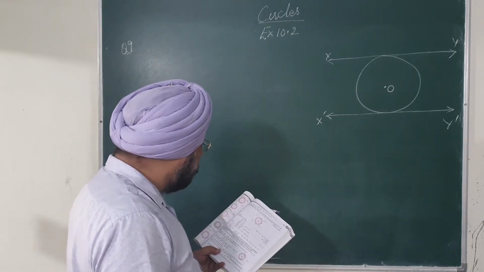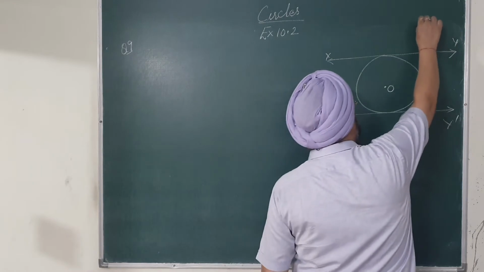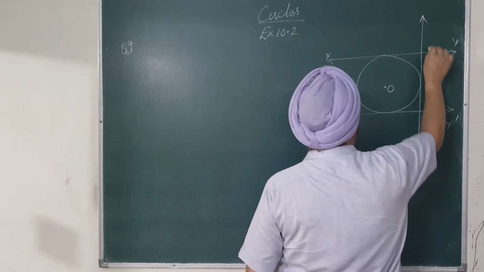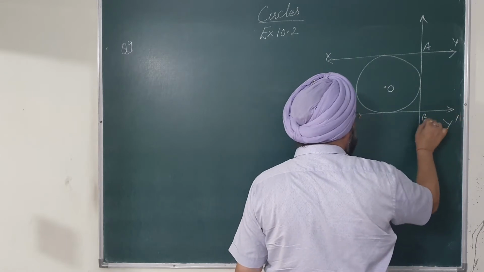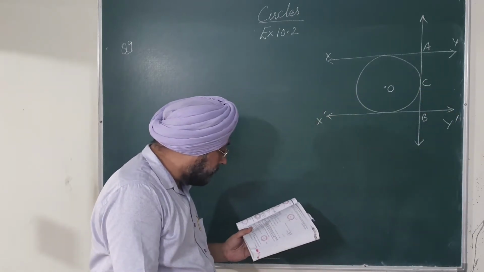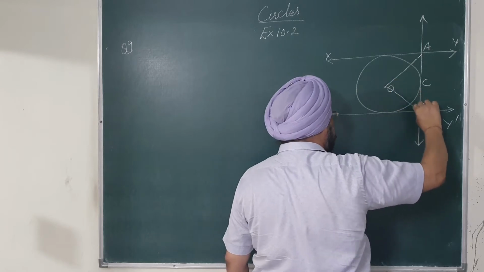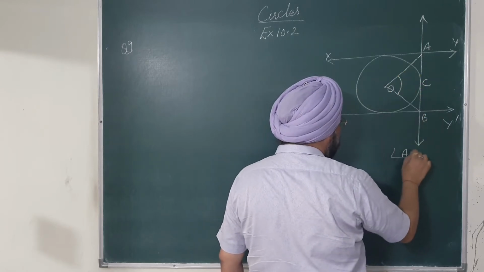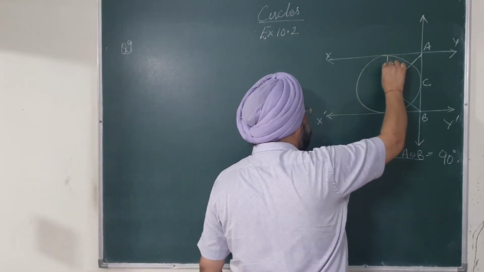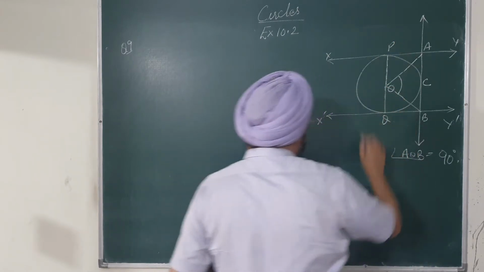And another tangent AB with point of contact C intersecting XY at A and X'Y' at B. So there is another tangent which intersects XY at point A, X'Y' at point B, touching the circle at point C. And we have to prove that angle AOB, means this is AO and this is BO, this angle is equal to 90 degrees. Now let us consider these points are given as P and Q according to the figure. Now see how to prove it.